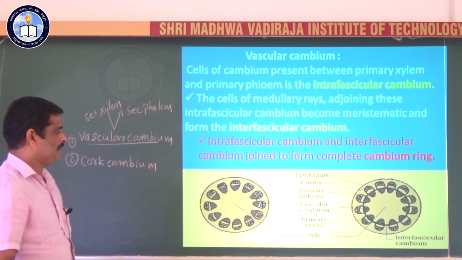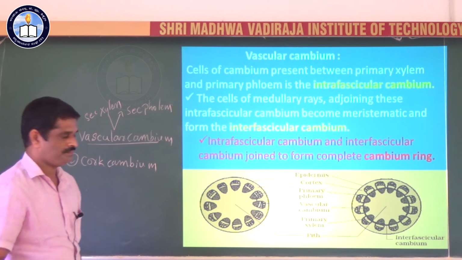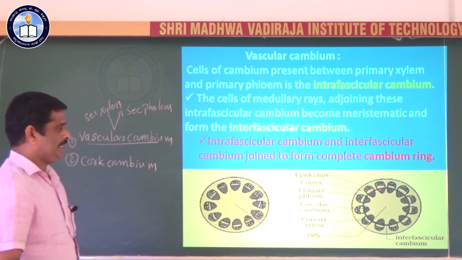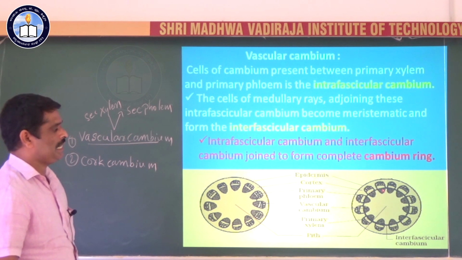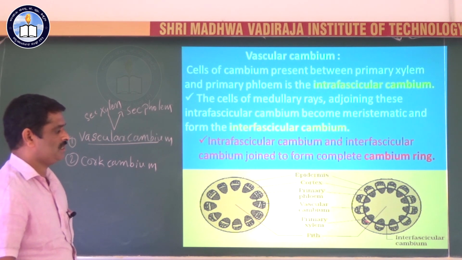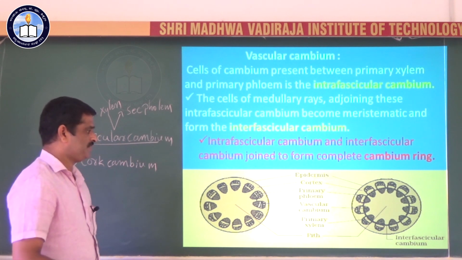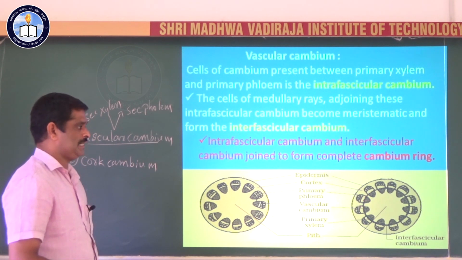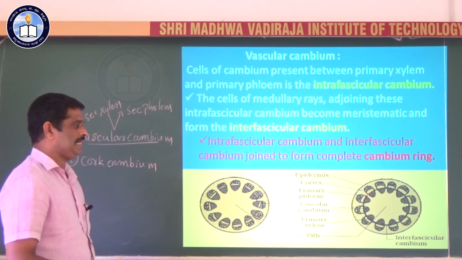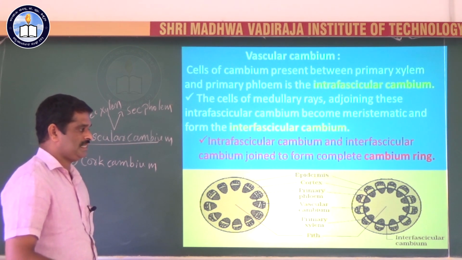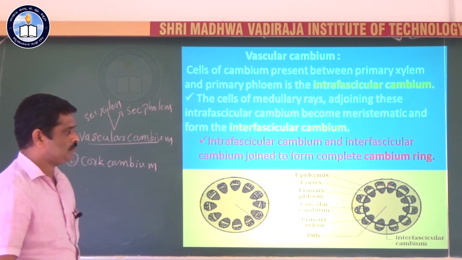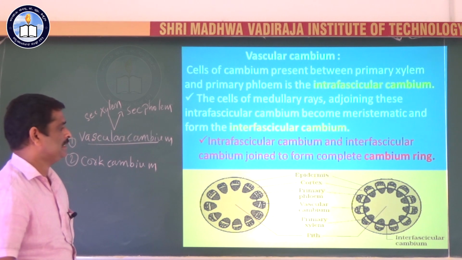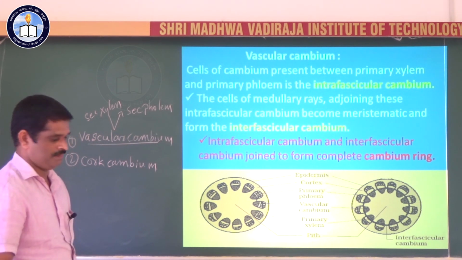Say, this is the intravascular cambium. This is the region where the intervascular cambium is produced. So the intravascular cambium and intervascular cambium together form a continuous ring, that is called the vascular cambium. Intervascular cambium is secondary in origin. Intravascular cambium is primary in origin. Those two cambia together form a continuous ring, called the vascular cambium.